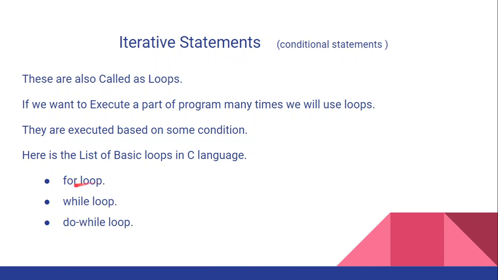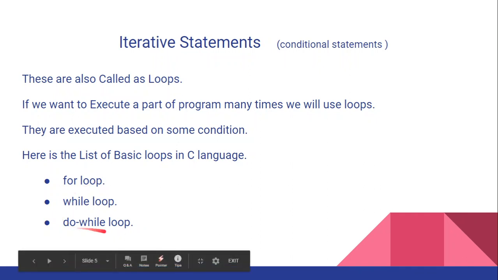The for loop and while loop are called entry controlled loops, where the condition is checked at the entry level. That means before entering the loop itself, the condition is checked. But in the case of the do while loop, the process is done once and then the condition is checked. That is called an exit controlled loop. So these are the three types of loops available in the C programming language.